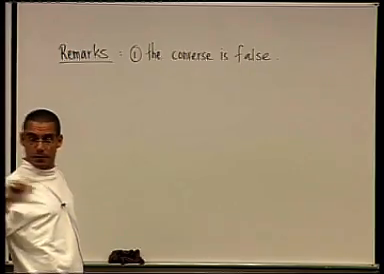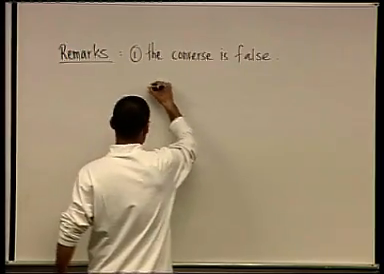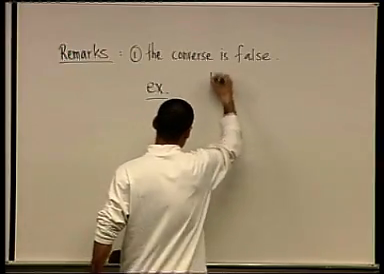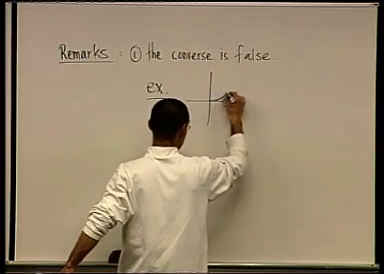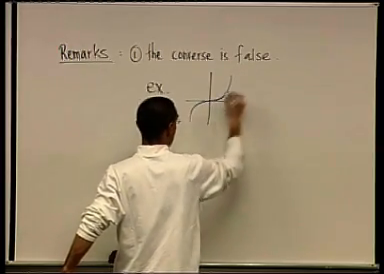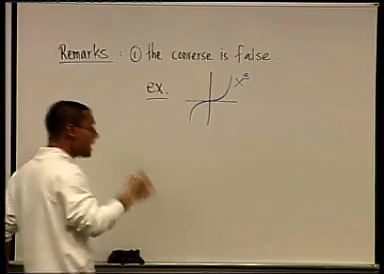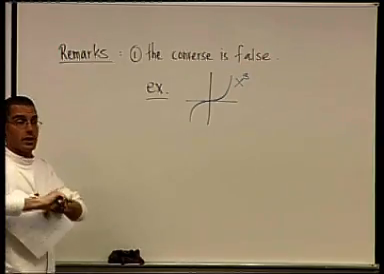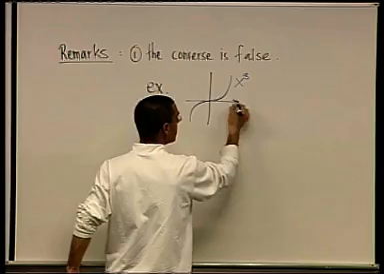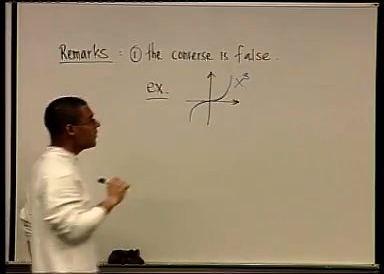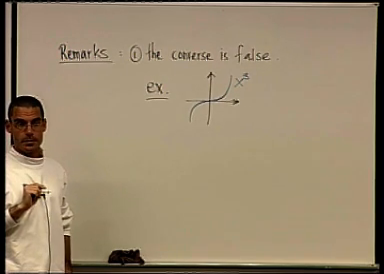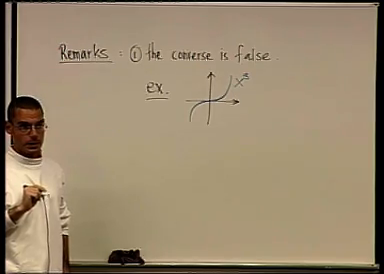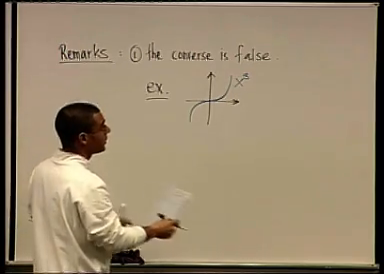Very good. Counterexample: this x cubed that we already met today. I'm going to try to draw it more accurately now. x cubed is strictly increasing on the entire real line, but its derivative at 0 is 0. It is not positive. Good? So remember this, the converse is false.